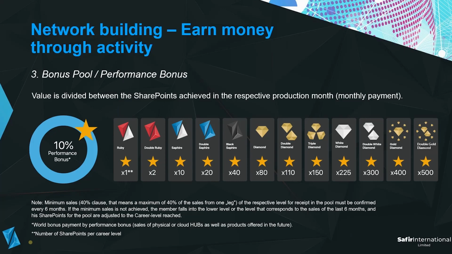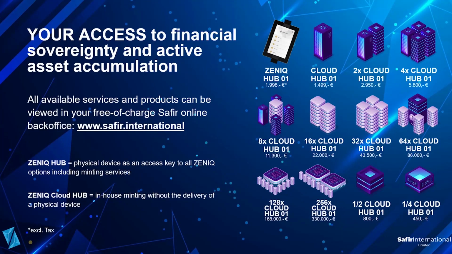So here we see the different Zeniq products. In the top left corner, we see the Zeniq Hub 01. This is the physical device that you are getting sent home, that you can touch, that is producing coins for you. You get internal exchange access, saving your funds on there. And this is basically your device that you can hold in your hands.